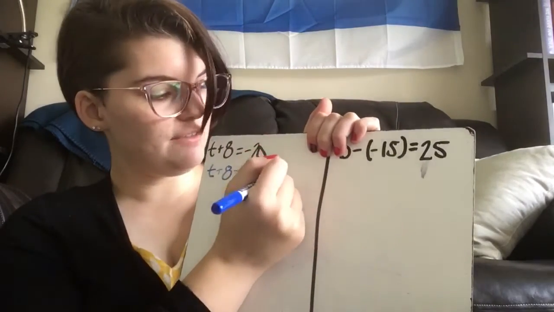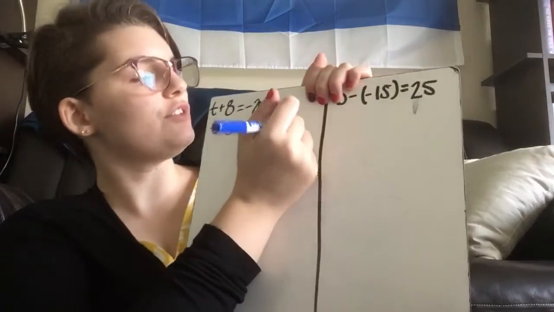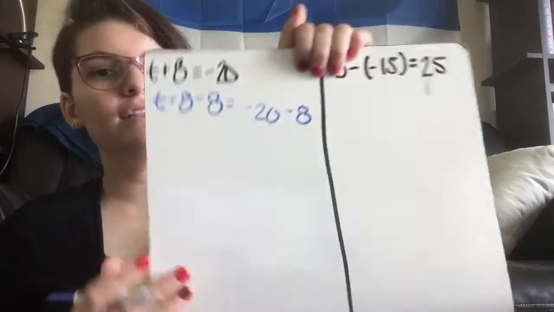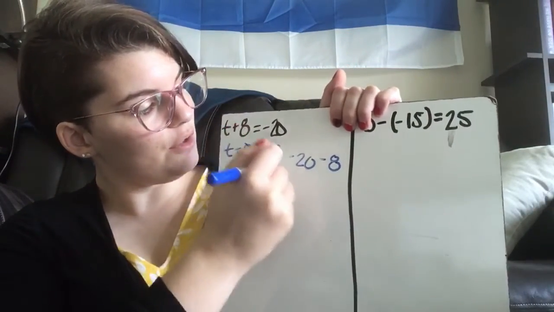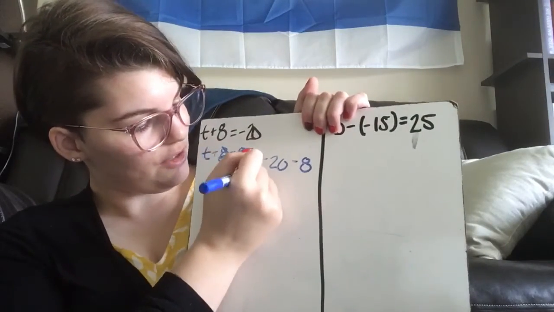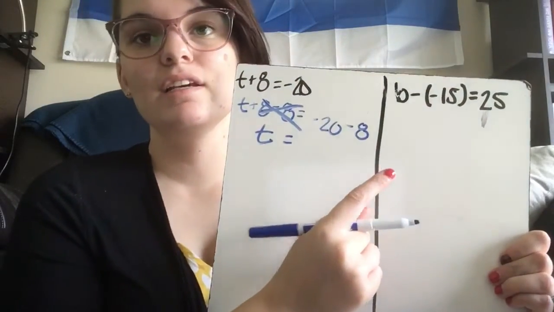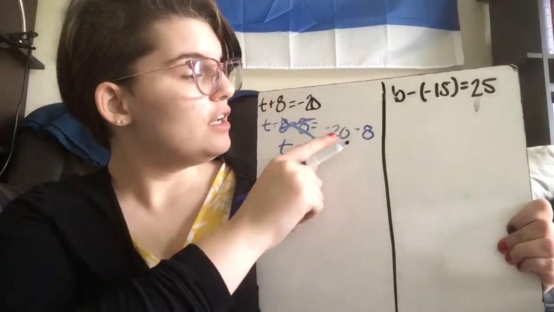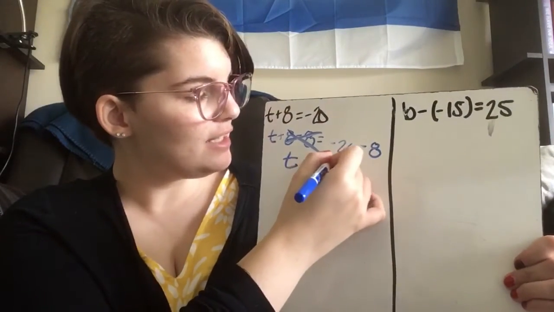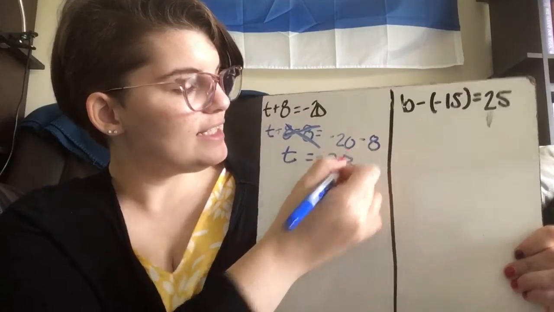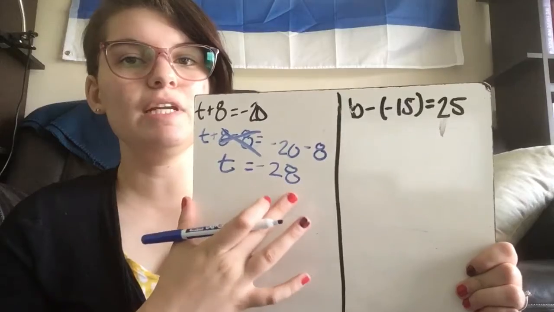And then I still have my negative 20, and whatever you do to one side, you have to do to the other. So then I have negative 20 minus 8. Remember, the 2 cancel each other out. Those go away. I'm left with t on the one side, and then I have negative 20 minus 8. As we know from your subtraction, if it's negative 20 minus just regular 8, you just go backwards on the number line, and it's negative 28. So in this equation, t equals negative 28.